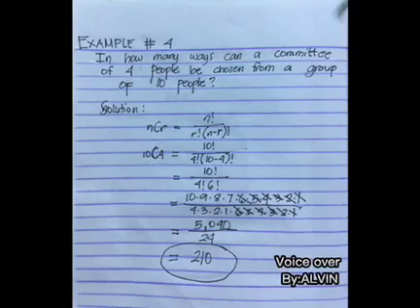Example 4. In how many ways can a committee of 4 people be chosen from a group of 10 people? Solution. nCr is equal to n factorial over r factorial times n minus r factorial. 10C4 is equal to 10 factorial over 4 factorial times 10 minus 4 factorial, which is equal to 10 factorial over 4 factorial and 6 factorial, which is equal to 10 times 9 times 8 times 7 times 6 times 5 times 4 times 3 times 2 times 1 over 4 times 3 times 2 times 1 times 6 times 5 times 4 times 3 times 2 times 1. Eliminate 6 times 5 times 4 times 3 times 2 times 1, which leaves 5 times 1. 5040 over 24 is equal to 210.